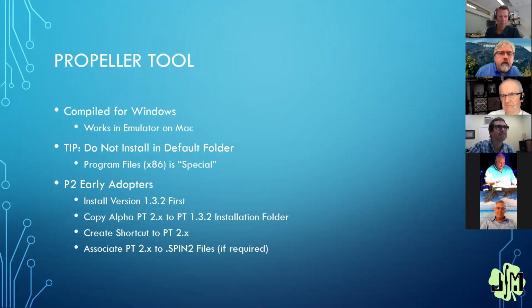Okay. No. Okay. So if you're going to use the P2 version, you need to install version 1.32 first. So remember, don't install it in the default location. Grab the alpha, it's on the Parallax downloads page, unzip it and just copy it into the folder. You'll have to manually create a shortcut.